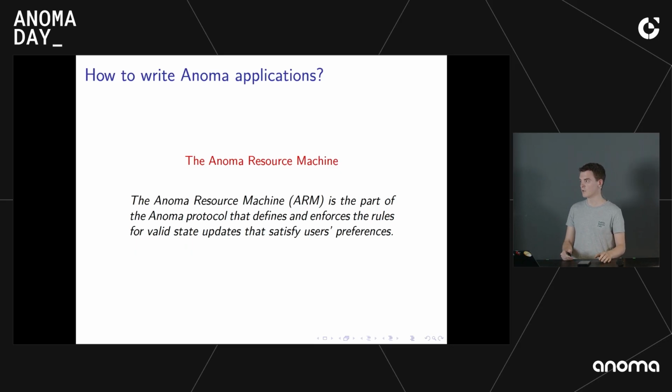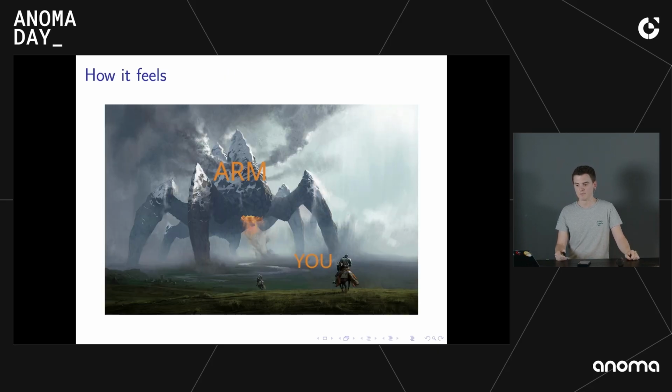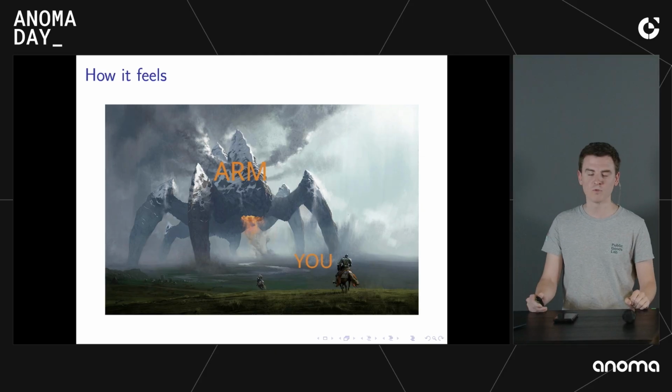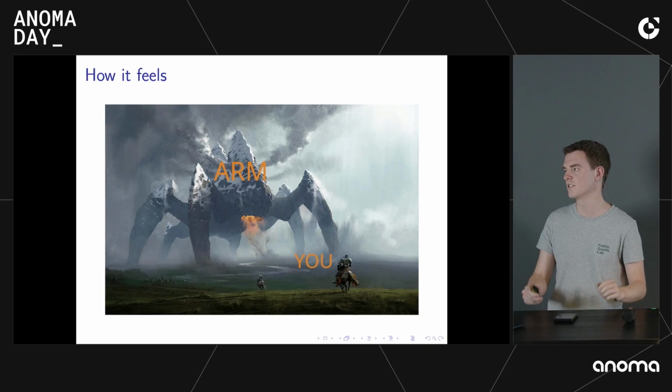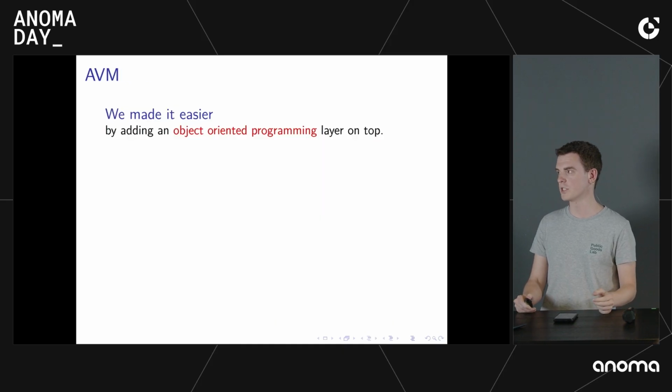Now, if you try to write an application in the resource machine directly, you will have to learn many new concepts, such as resource logics, nonces, actions, delta proofs, and many new stuff. So yeah, writing an application can feel a bit daunting. In fact, that's a bit how I felt. It's a lot of work, and it's a lot of small details that you need to take into account. But we want something simple. So how did we achieve that?